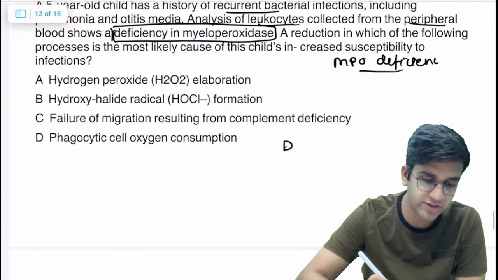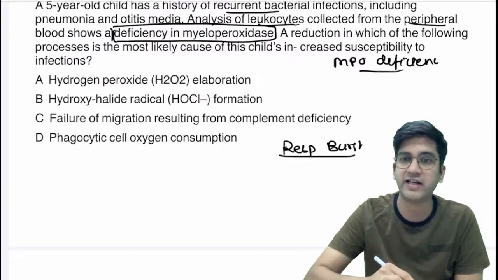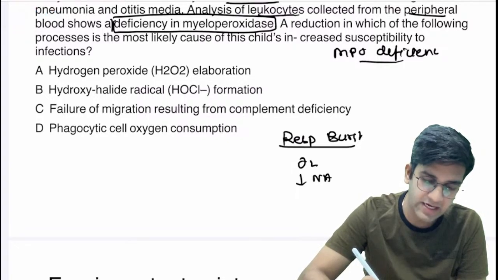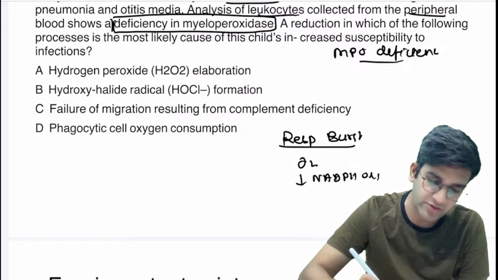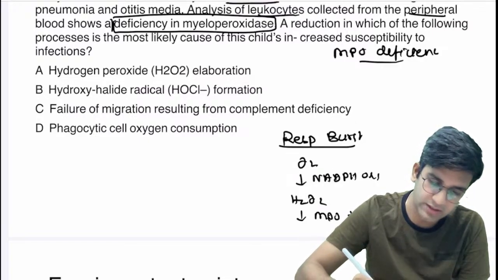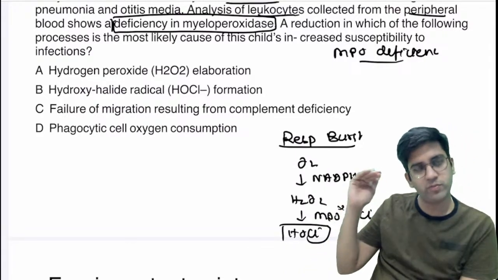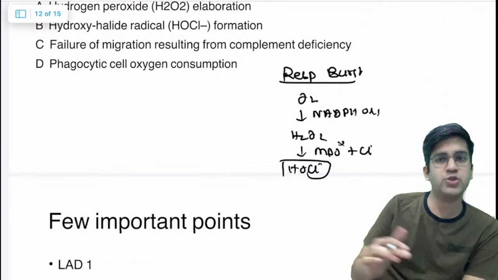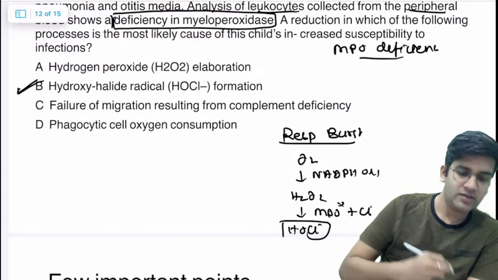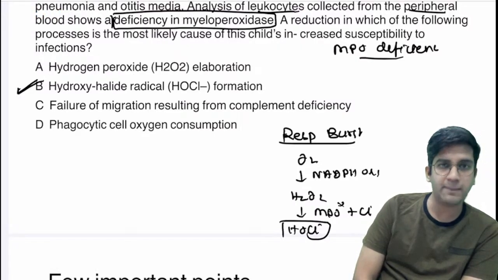If you remember your respiratory burst, which happens in your neutrophils after engulfing the bacteria, you'll have oxygen, then NADPH oxidase, then H2O2, then MPO with chlorine, then HOCl minus. So when MPO is gone, H2O2 will still be formed. The final step, that is HOCl, will not be formed, right? The first step is NADPH oxidase. So the right answer here is hypochlorous radical, that is HOCl minus, which will not be formed in case of an MPO deficiency.